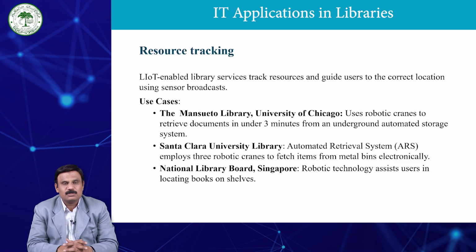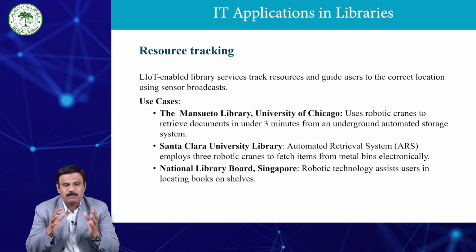Resource tracking. Resource tracking means IoT-enabled library services track resources and guide users to correct locations using sensor broadcast. Some examples: we see the Mansueto Library, University of Chicago, USA, uses robotic cranes to retrieve documents in under 3 minutes from an underground automated storage system of the library.